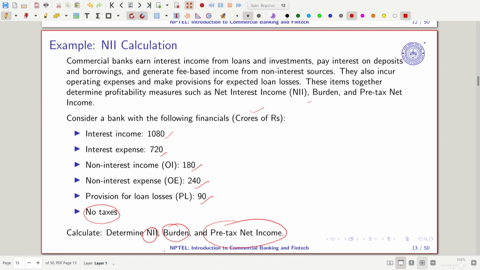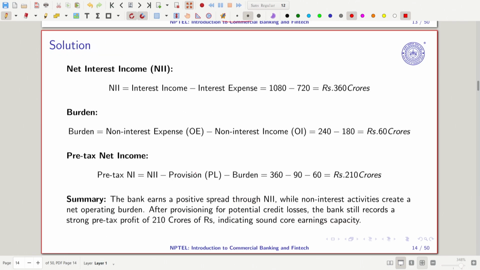So we know that net interest income is just 1080 minus 720, and the burden is non-interest expense minus non-interest income, so 240 minus 180. Then, if you subtract from net interest income the burden and the provision of 90, we get the pre-tax net income. So interest income minus interest expense: 1080 minus 720, 360 crore is your net interest income. Then here we have the burden. Burden is what? Non-interest expense minus non-interest income. So how much is it? It is 60 crore.